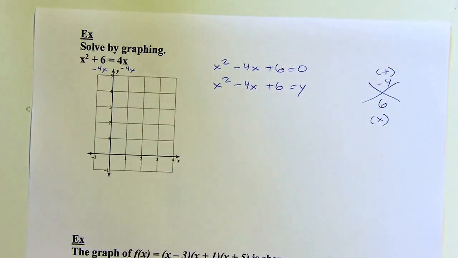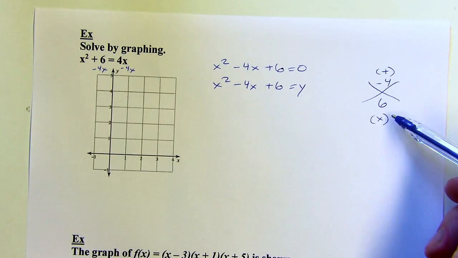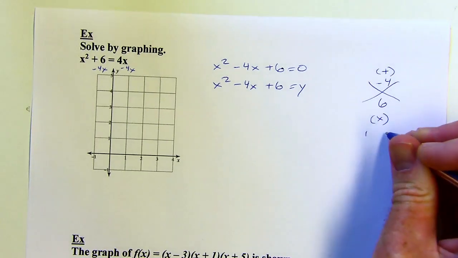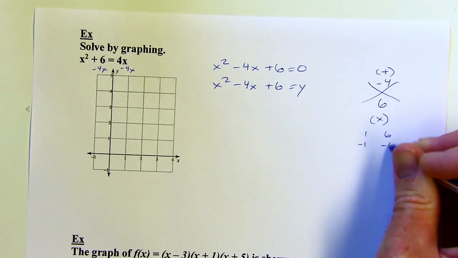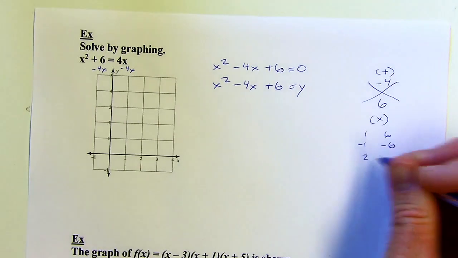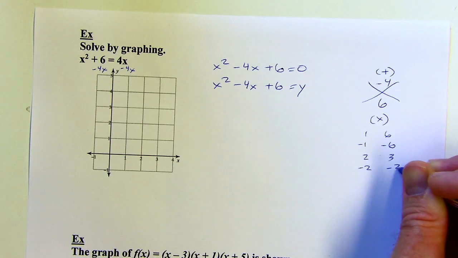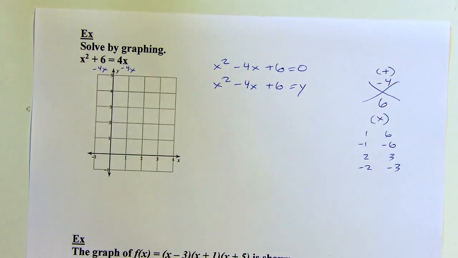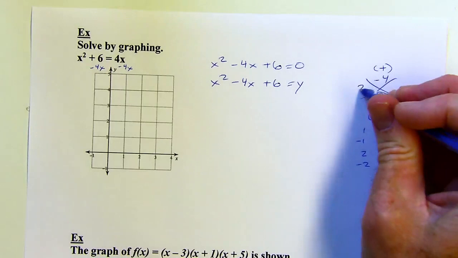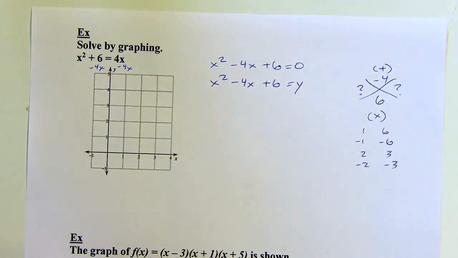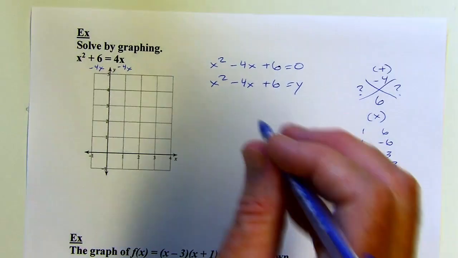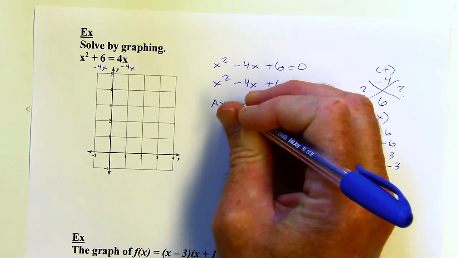All right, looking for two numbers that add to negative 4 and multiply to 6. So let's think about different ways to multiply to get 6. Well, those don't work. And let's see, these don't work either. None of those add to negative 4. So we've got to try something else. So this doesn't factor. So that might mean that our x-intercepts are not integers. They might be fractions or decimals.